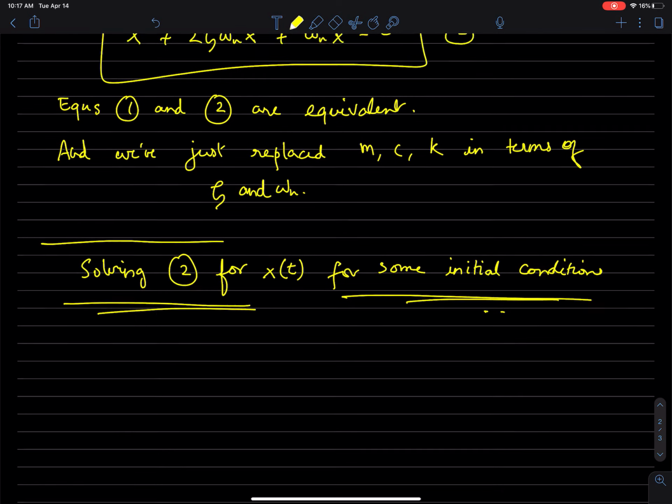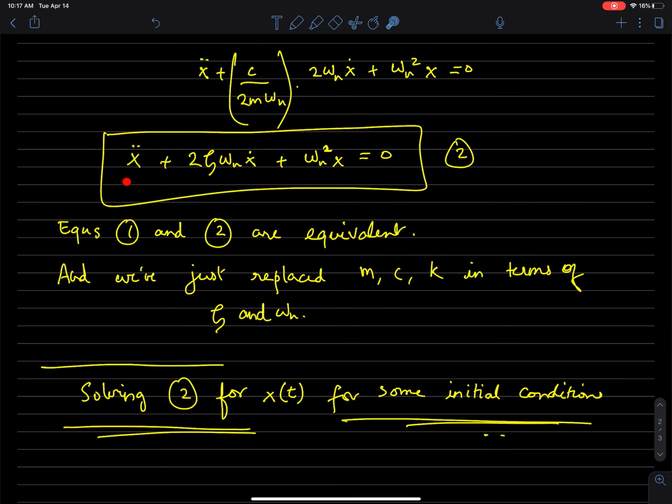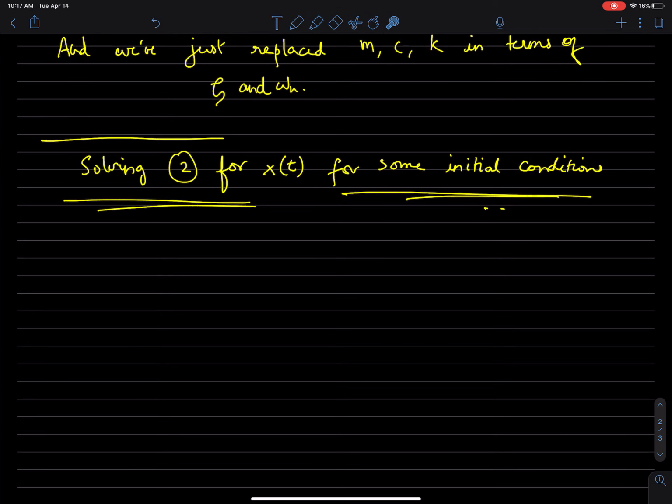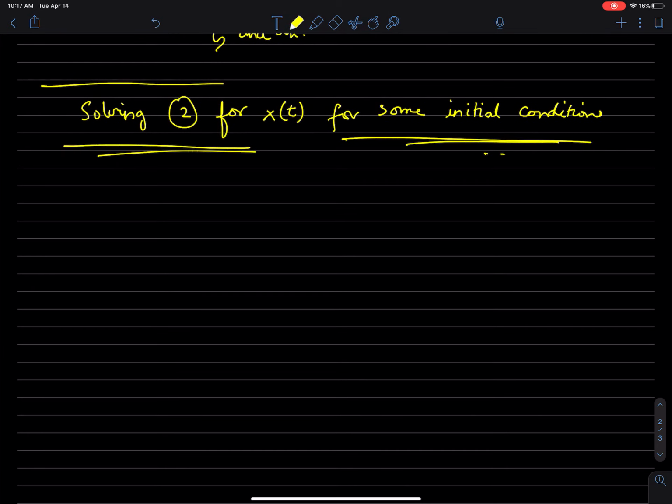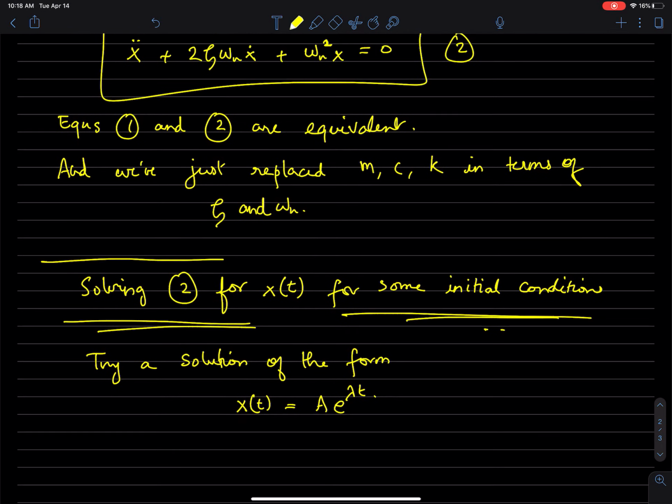How do we do that? Recall, this is a second order differential equation, a linear second order differential equation, if you recall your differential equations class, and we can substitute a solution of the form x of t equals a e power lambda t. Okay, and then we plug that into 2.